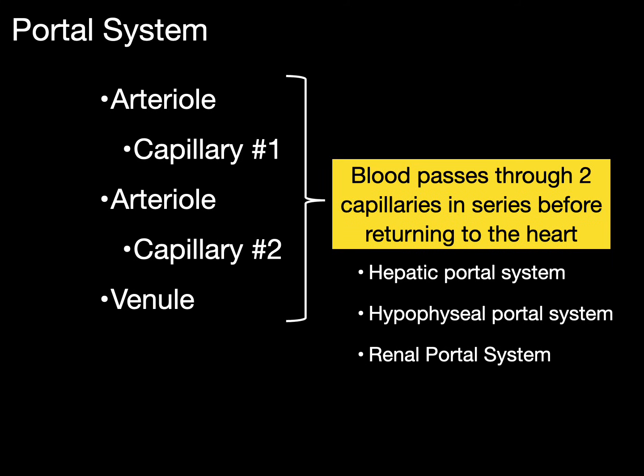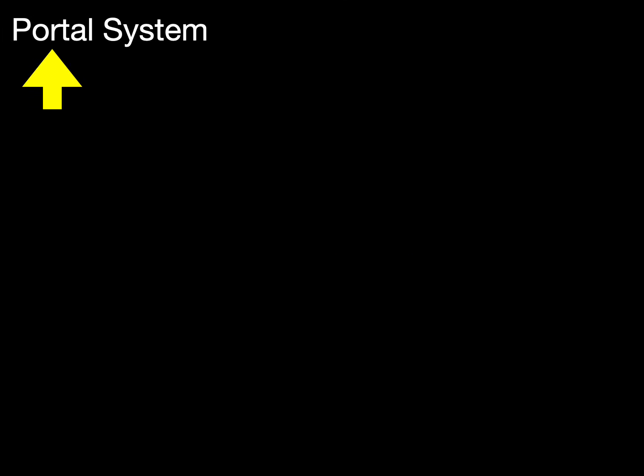Now, one thing that's different about the hepatic portal system is it's a venule to a capillary to a venule to another capillary to a venule, whereas the hypophyseal portal system in the pituitary gland and the renal portal system are two arterioles through the capillary sequence. For our discussion today, it doesn't matter. So let's now talk about the renal portal system.